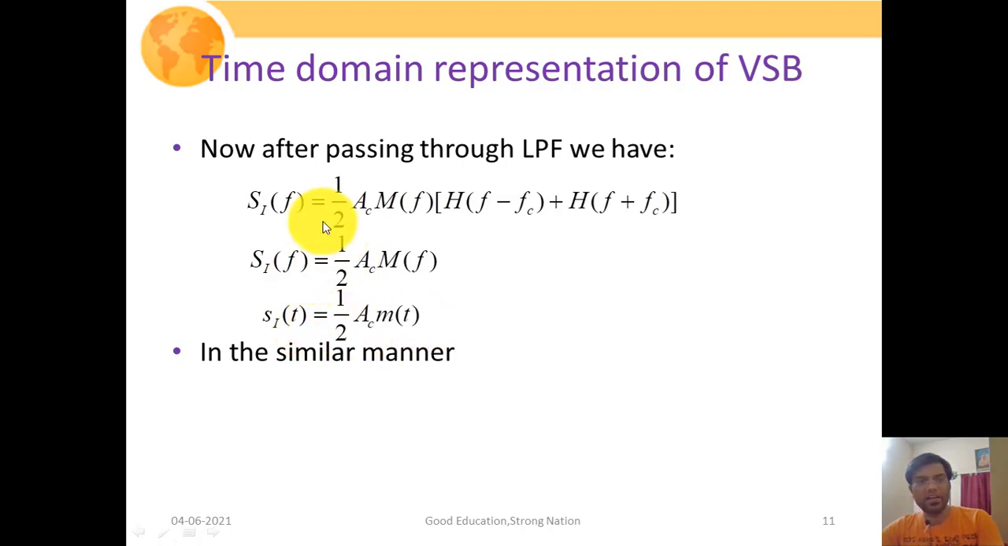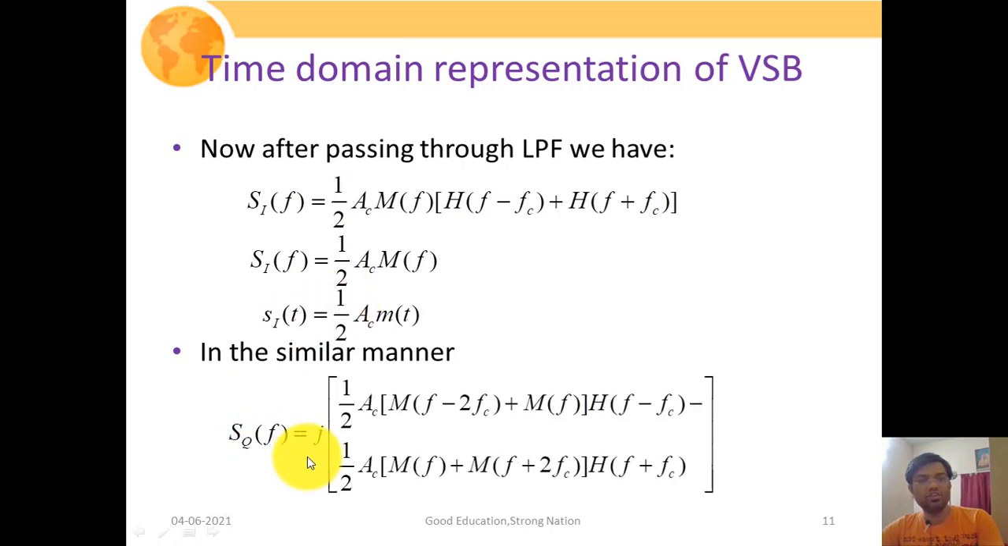In a similar manner, we apply this whole process to the quadrature component also. Then S_Q(f) is equal to j times half of A_C times [M(f − 2f_c) + M(f)] times H(f − f_c) minus half of A_C times [M(f) + M(f + 2f_c)] times H(f + f_c). In order to get this S_Q(f), we multiplied s(t) with sin(2πf_c t), and we get this particular term.